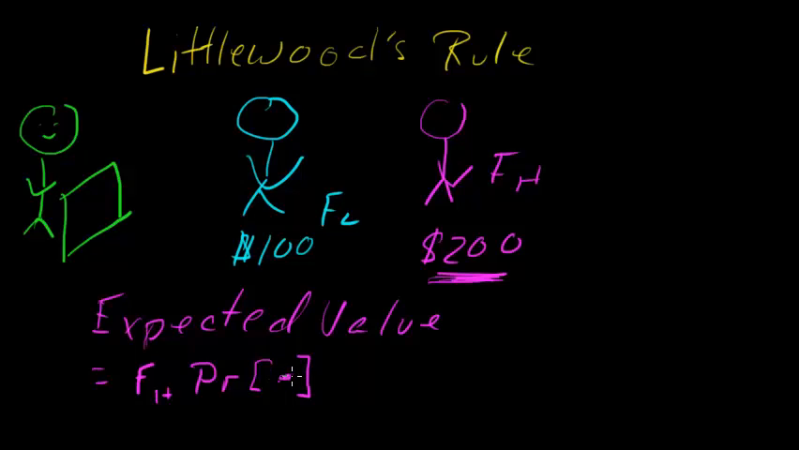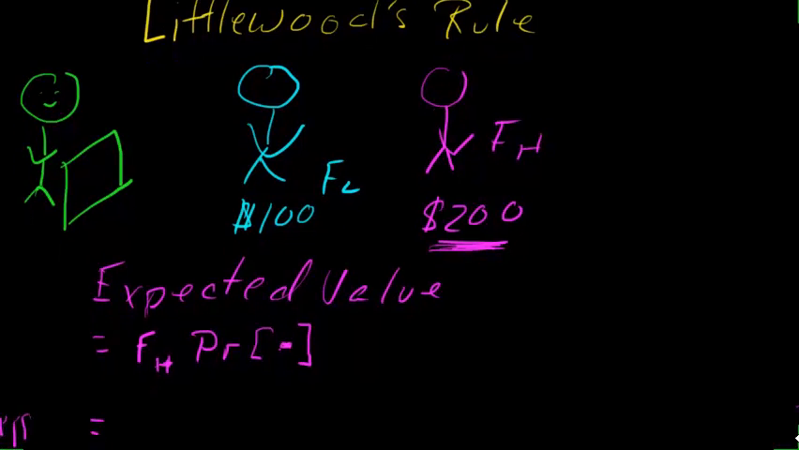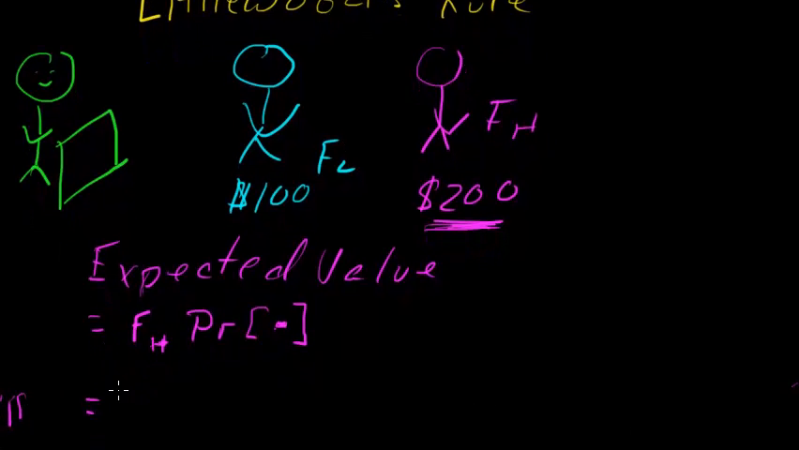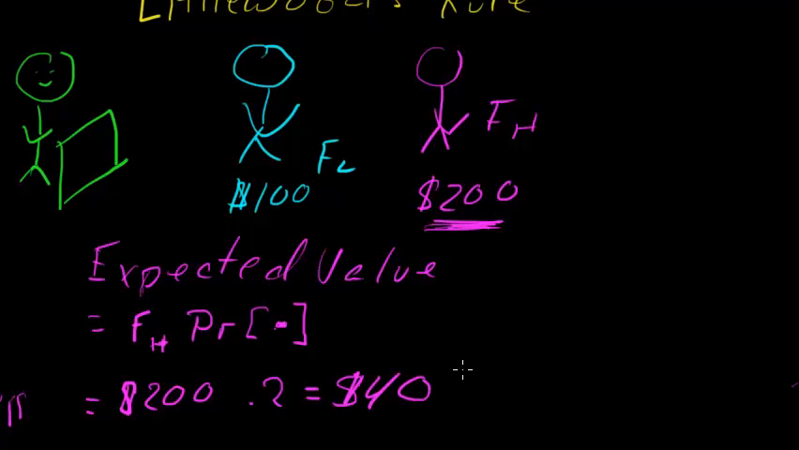And we're not going to specify the probability. This is just a nice way of saying I don't want to do it, so I'm going to put a dot there. So if I want to calculate the expected value of fare high, I take the fare, which in this case is $200, times the probability that that customer will materialize. Let's just pick a number, 0.2. So we have a $200 fare with a 0.2 probability that that fare will actually materialize. That means the expected value of this higher fare customer is $40.